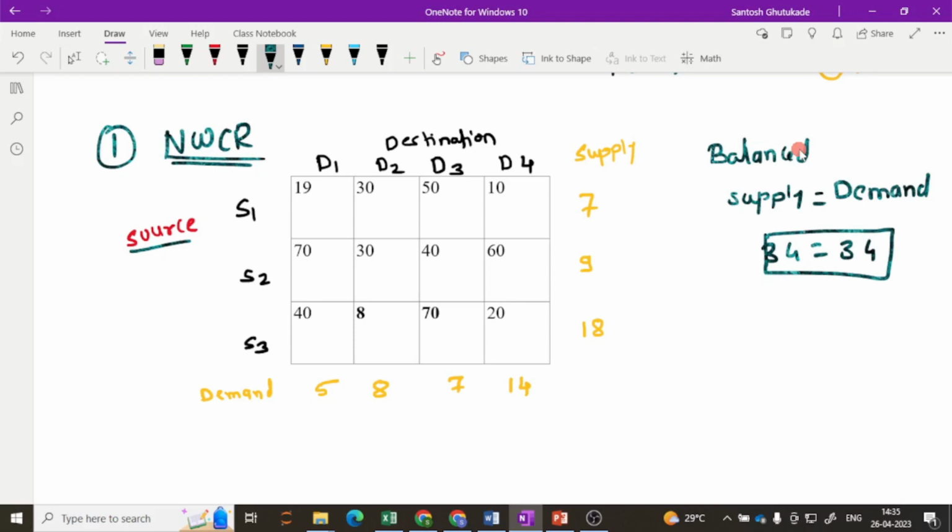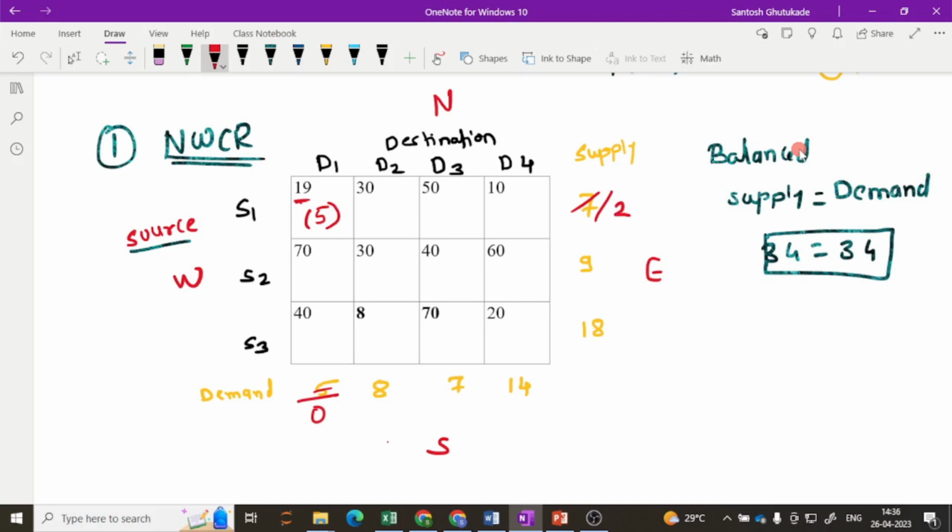Here we first give the allocation at the northwest corner. Here is north, this is south, and this is east and west side. So first we give the allocation at the northwest corner, which is 19. Here supply is 7 but demand of that destination is 5, so we can fulfill the demand. We give the maximum, 5, here. So this demand is fulfilled, it becomes 0, and from 7 we have taken 5, so the remaining supply is 2.